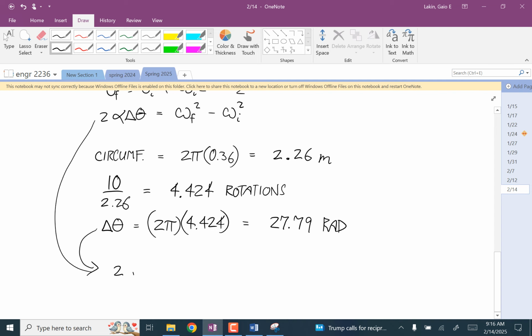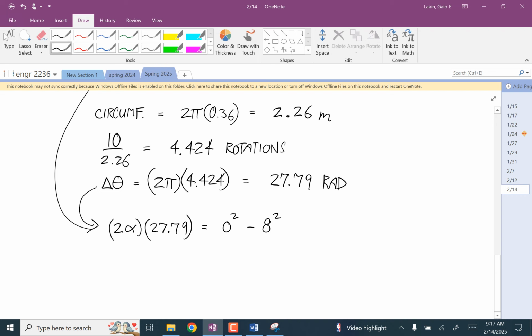Okay, so now we'll take this and we'll say 2 alpha times 27.79 is equal to 0 squared minus 8 squared, and we get 55.58. Alpha is equal to negative 64.